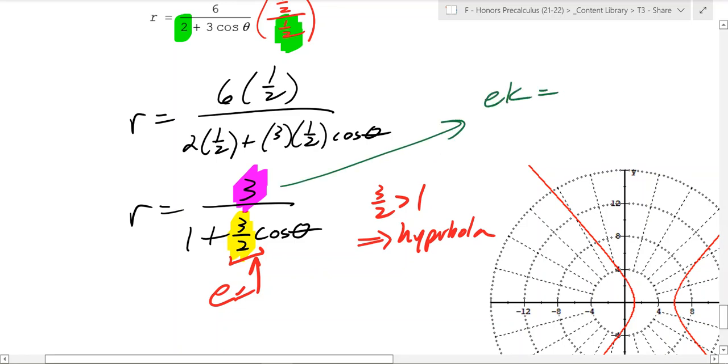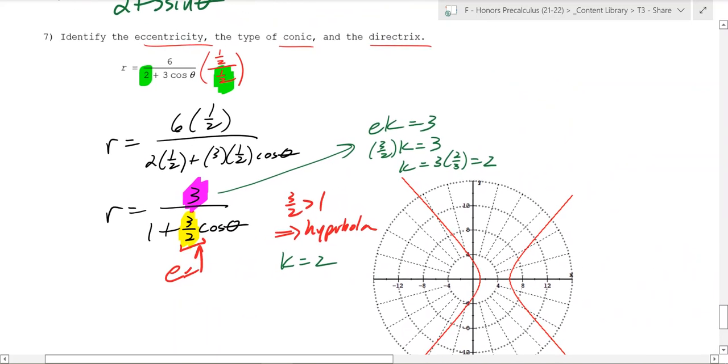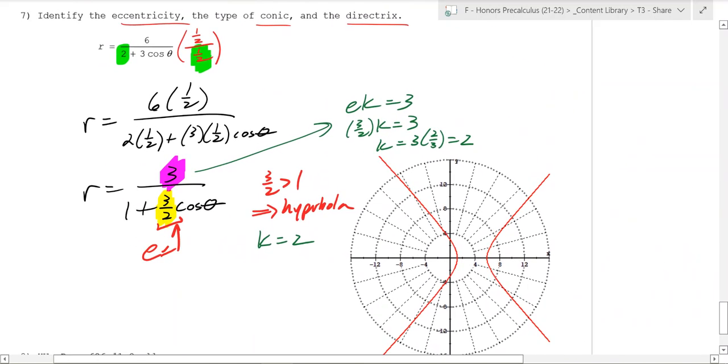So ek is equal to 3, but we know that e is equal to 3/2. So we have 3/2 times k is equal to 3. So k is equal to 3 times 2/3, which is 2. So in this case, k is equal to 2. So we found all that. The directrix is k equals 2. And because it's cosine, it's side to side, so x is equal to 2 is where the directrix is. And again, the focus is right there.